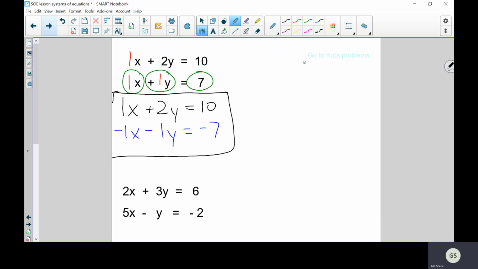And then that's really your answer. You could divide 3 by the 1 in front of the y if you want, but it won't change the answer. And then plug that in and get your other variable next.